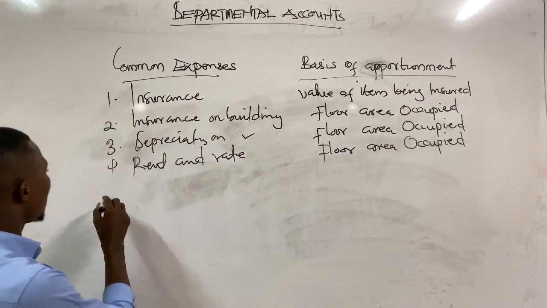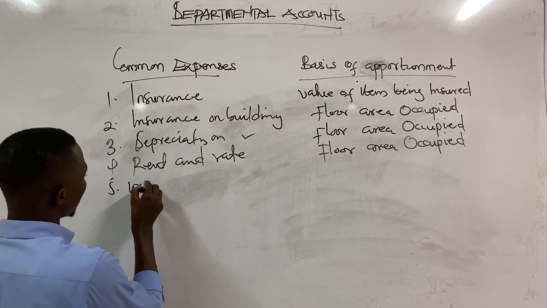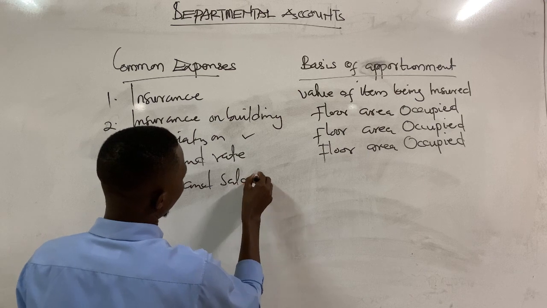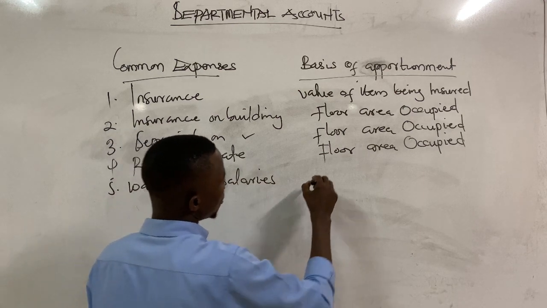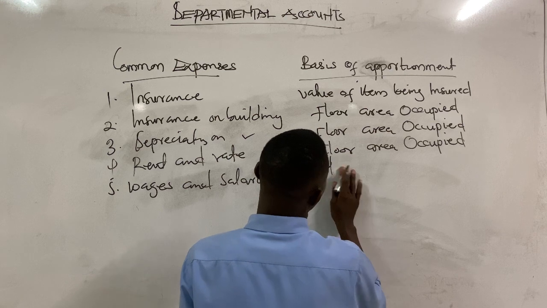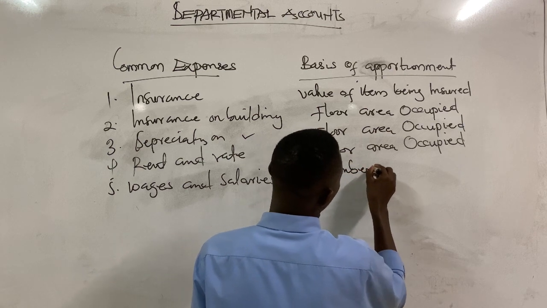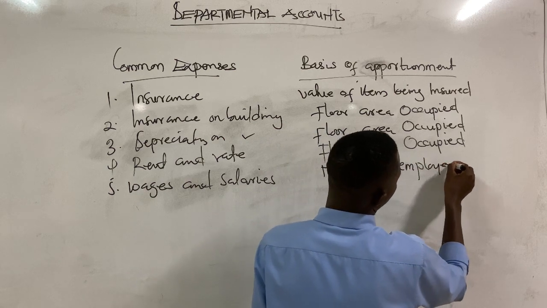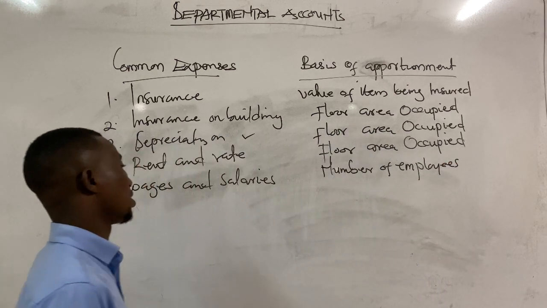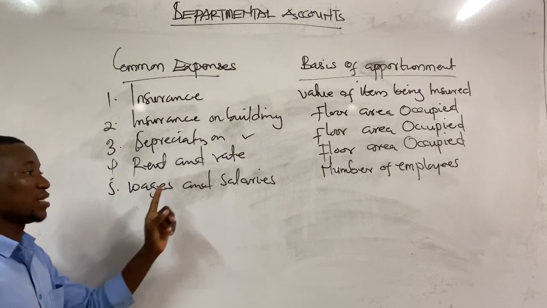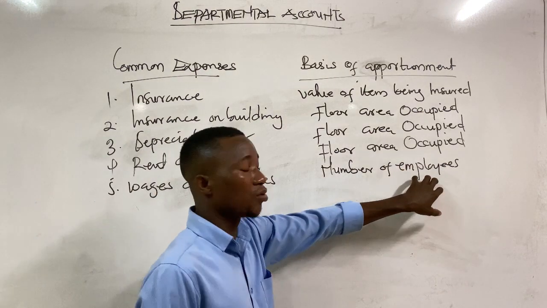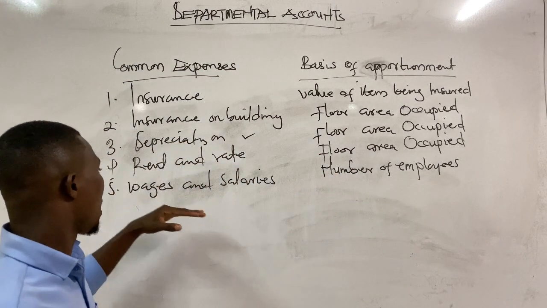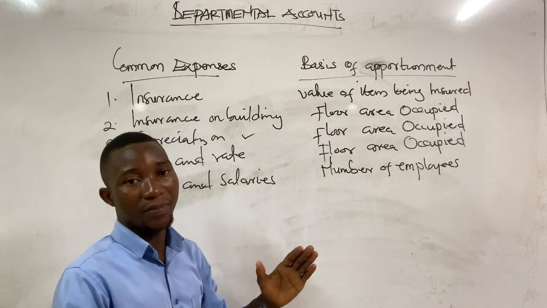Good. So let's talk about wages and salaries. The number of employees is its basis of apportionment. Just because you pay wages and salaries to your employees, you base on the number of employees to share the wages and salaries between the departments involved.